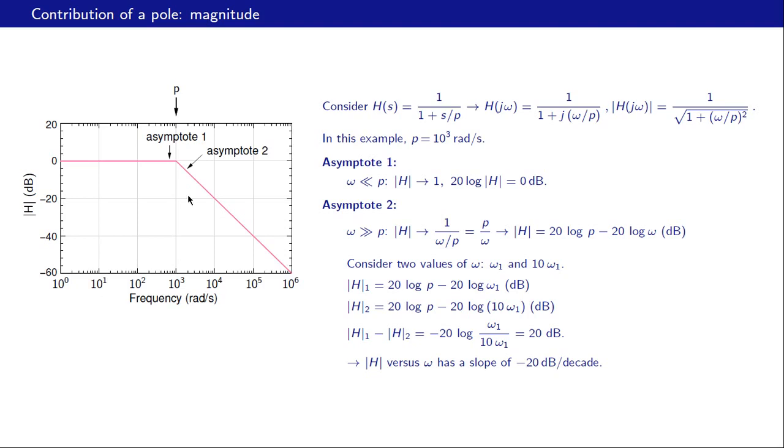So that is what our asymptote 2 looks like. It passes through this point, omega equal to p and h equal to 0 dB as we discussed, and also it has a slope of minus 20 dB per decade. So if we go up in frequency by 1 decade, we come down in h by 20 dB. That is why this minus sign here.